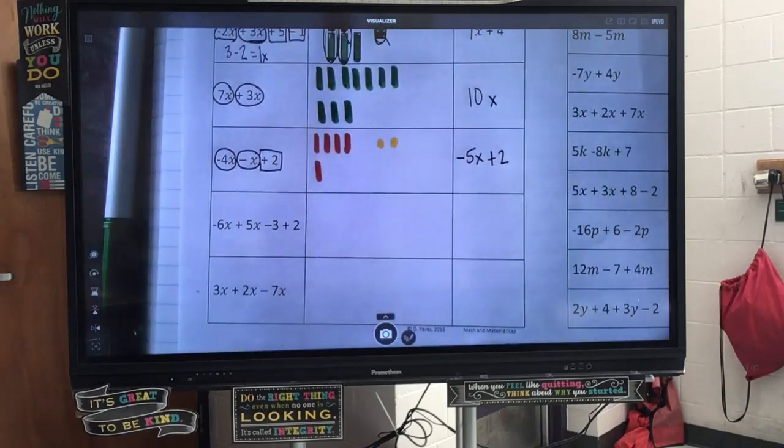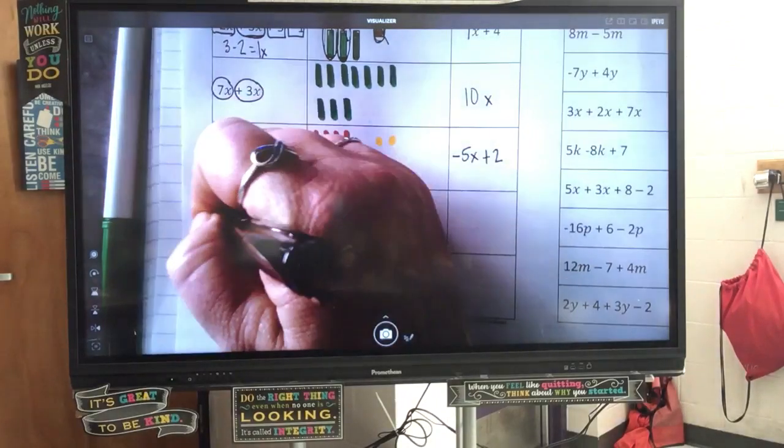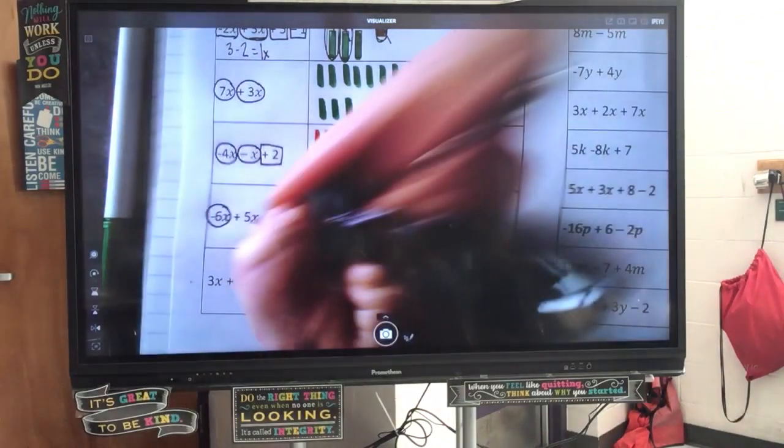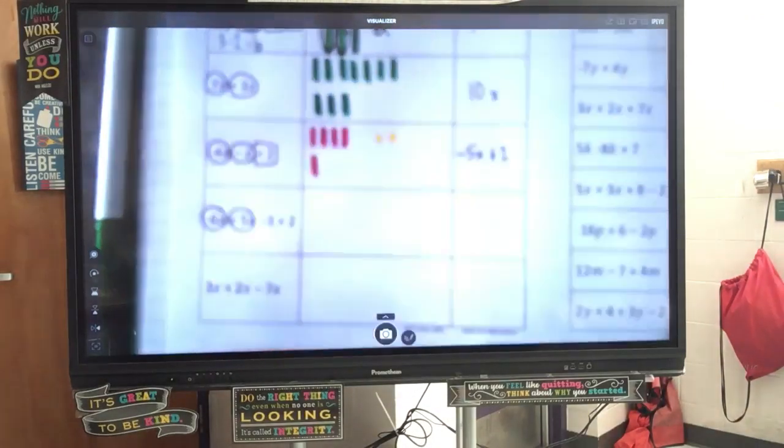Alright, so the next one. Negative 6x plus 5x minus 3 plus 2. So which ones can we combine? Let's start with that. Which ones can we combine? Noah? So make sure you include the signs. So negative 6x plus 5x. So let's stop right there.